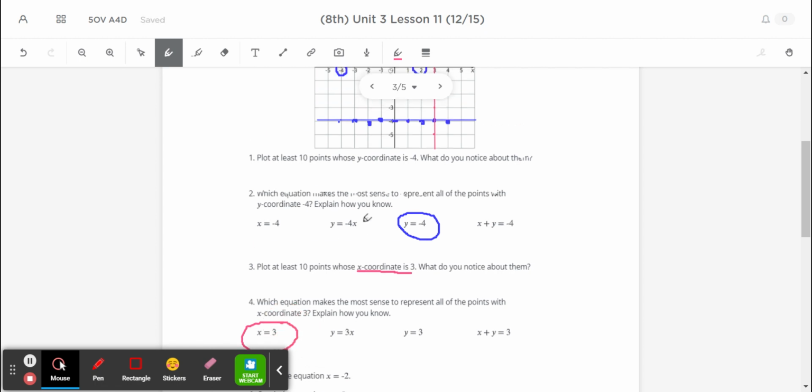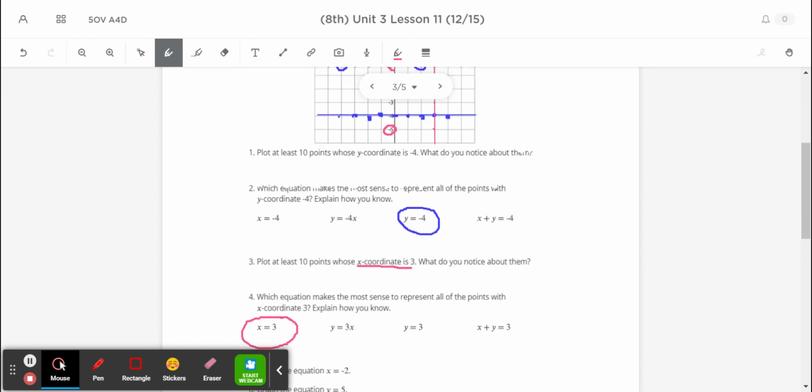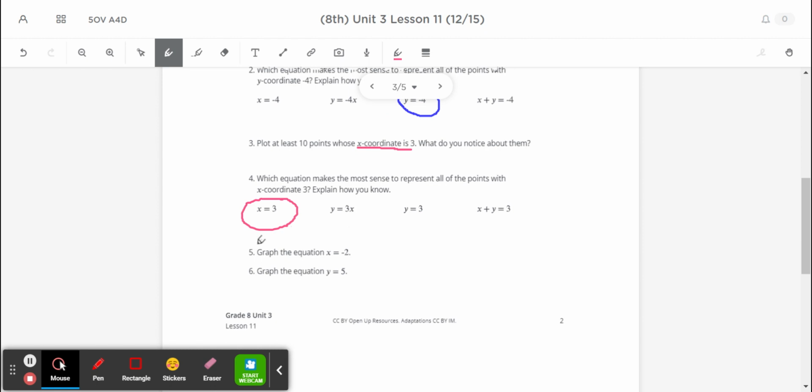Because again, the y-coordinate, whether y is 3, whether y is 0, whether y is -5, whatever the y-coordinate is, does not change what my x-coordinate is. And so x is simply equal to 3. In questions 5 and 6, they've given you two equations. X is -2 and y is 5. Please pause this video and graph those two equations.